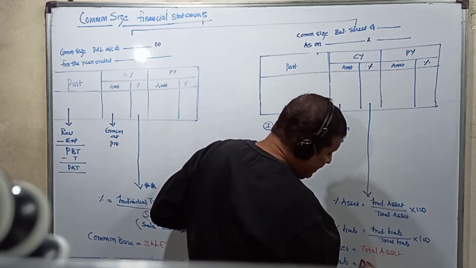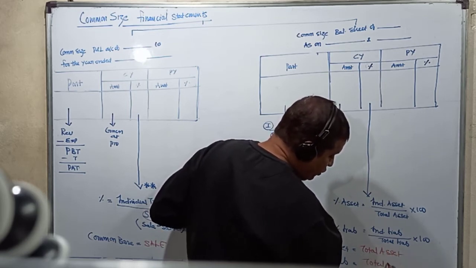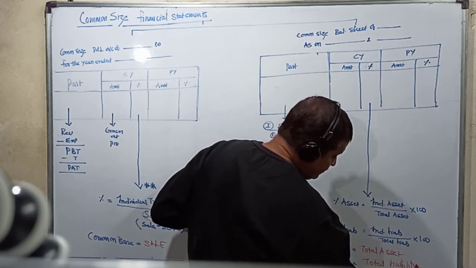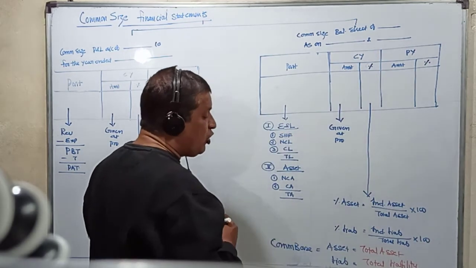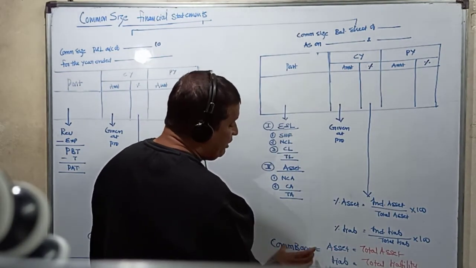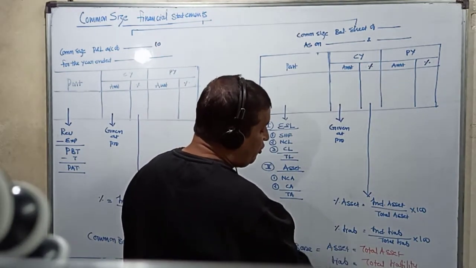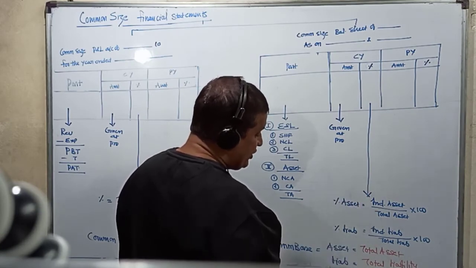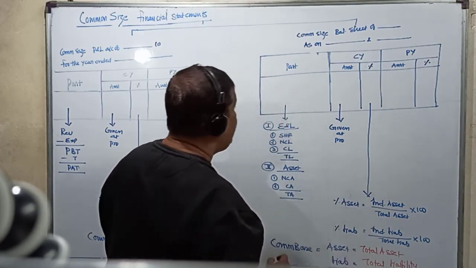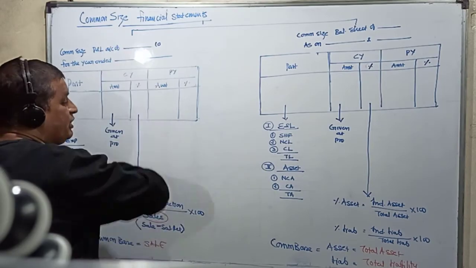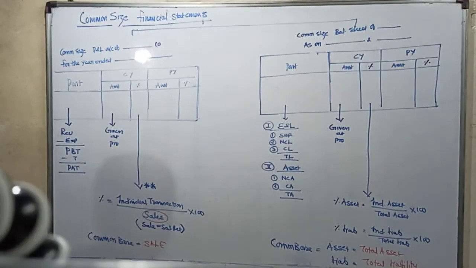For all liability, the common base is total liability. Since the base is common for all the transactions, the statement is called a common size statement. And we have to understand that the value of the total assets and the value of the total liability are both one and the same.